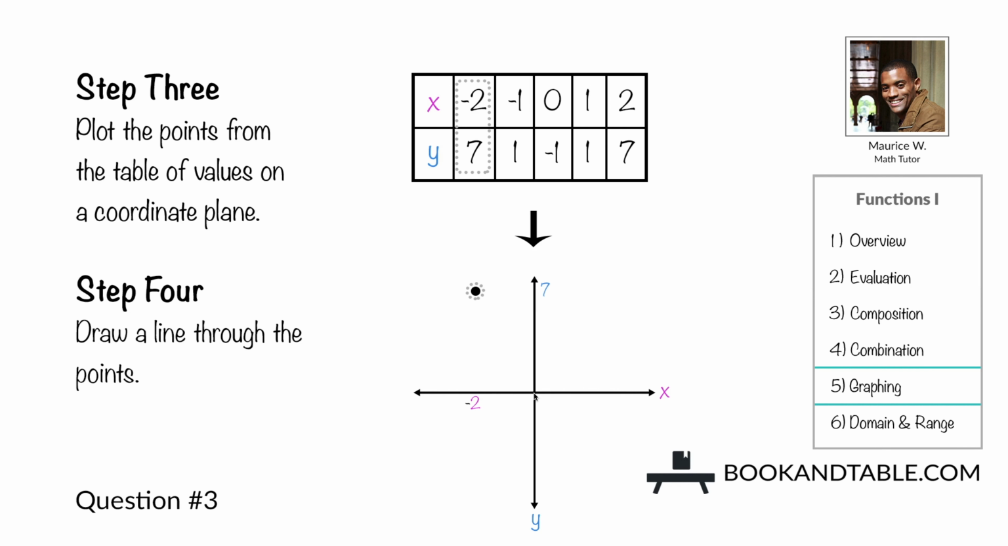The first point is -2, positive 7. The second point is -1, positive 1. The third point is 0, -1. The fourth point is 1, 1. And the fifth point is 2, 7. And with this, we have the 5 points we can use to sketch h of x. So this would be the sketch for h of x is equal to 2x squared minus 1.